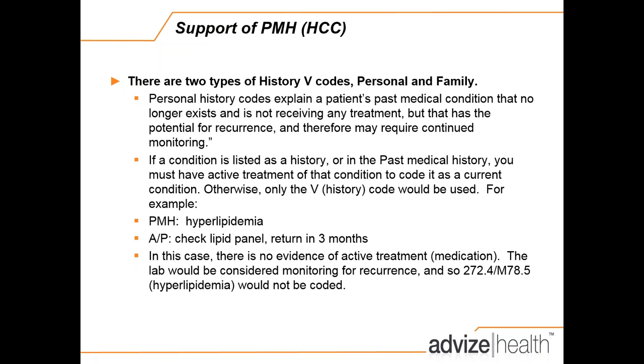So that's pretty self-explanatory. A lot of that could be your cancers or whatever the case may be. If you have something that no longer exists, but could have potential for recurrence and therefore may require continual monitoring, that's just personal history. If a condition is listed as a history, or in the prior medical history portion of your SOAP note, you must have an active treatment for that condition in order to code it as a current condition. Otherwise, the V code history would be used.